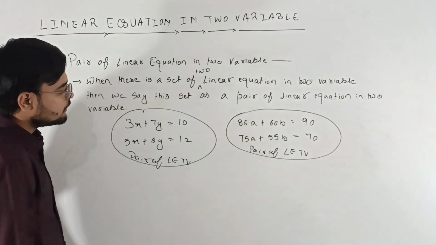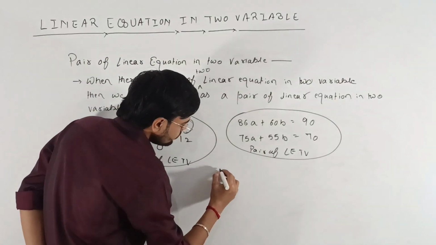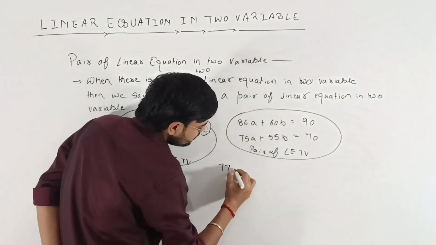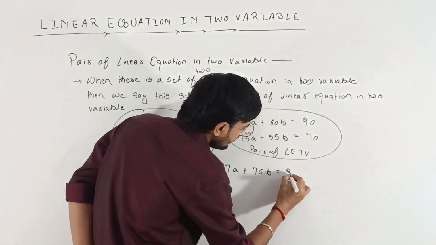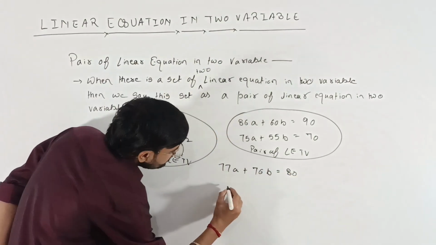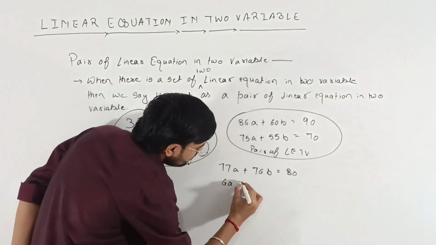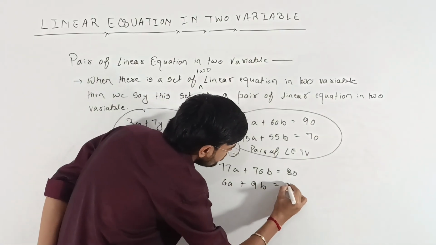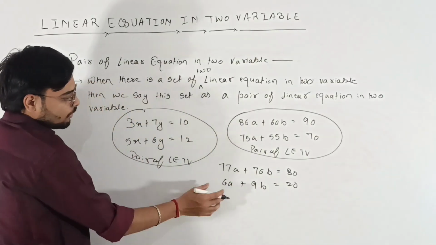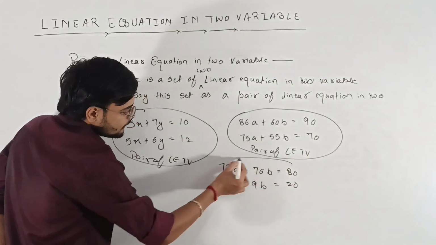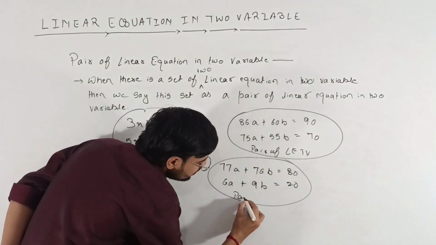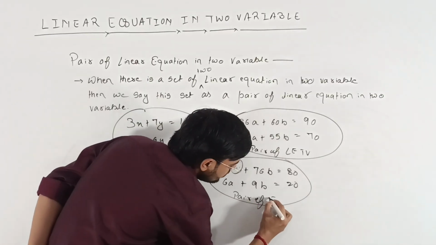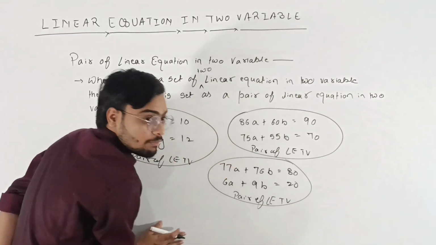Let's see one more example. Suppose we have an equation 77a plus 76b is equal to 80, and another equation is 6a plus 9b is equal to 20. Now look, these two equations make a set, and this set is called a pair of linear equations in two variables.